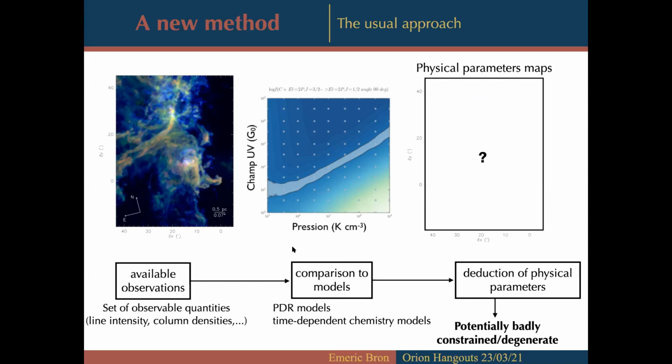The problem with this approach is that if the lines that we have observed do not provide enough information, are not constraining enough for the parameters that we want to estimate, then the estimation that we will get will be badly constrained and degenerate, and we won't be able to use it.